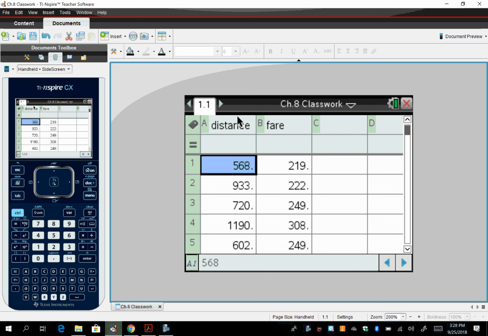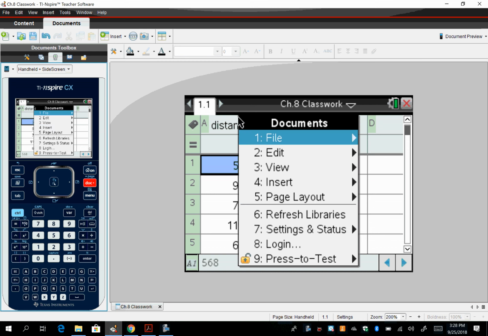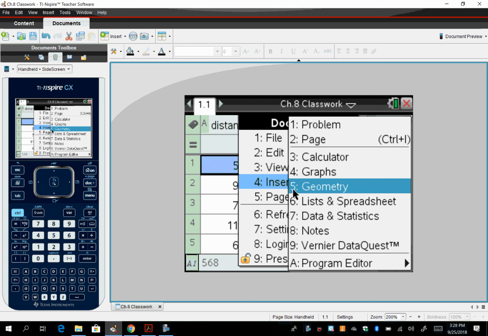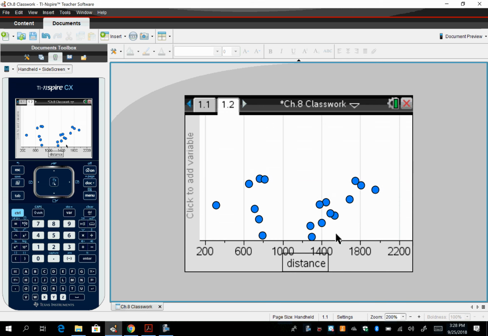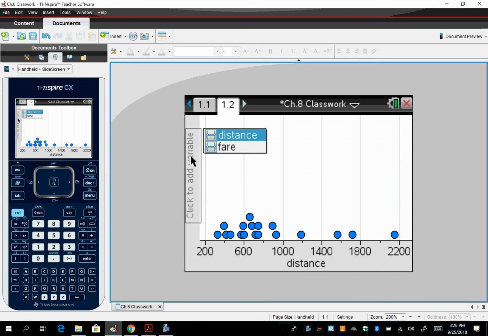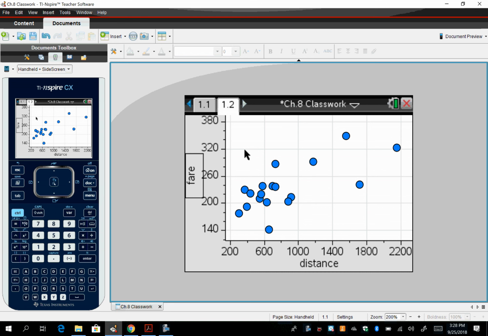All right then, so we're going to go doc, insert, data and statistics, and we are saying that distance explains the price. So distance is my explanatory on the x-axis, and fare or price is on the y-axis. And we have made a scatter plot. Yes, very nice, good job.